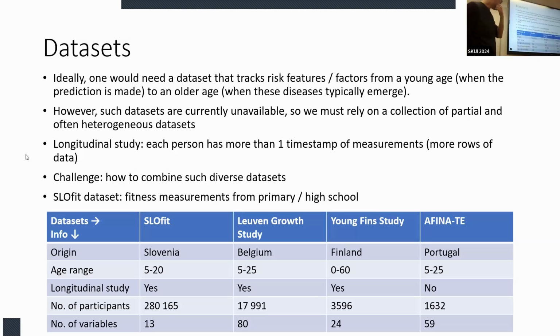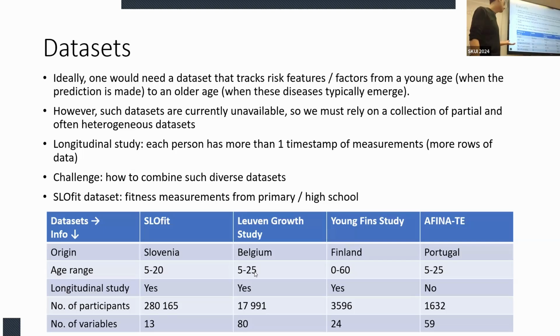In general, I'd like to point out the age ranges. Here you have children and adolescents. This is the same here. It's also the same here, except that Young Finland study has ages from 0 to 60, but even in the Finland study, people are split to children and to older adults. So even here, you don't really have the data from 14 to 55.